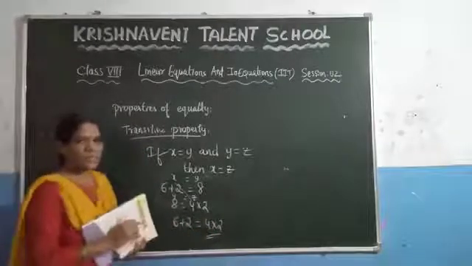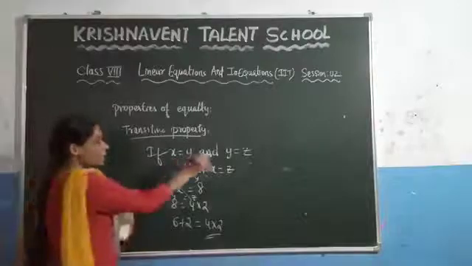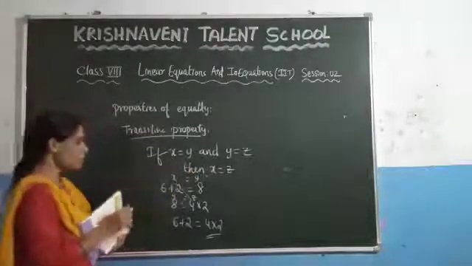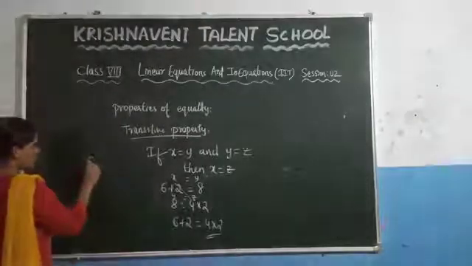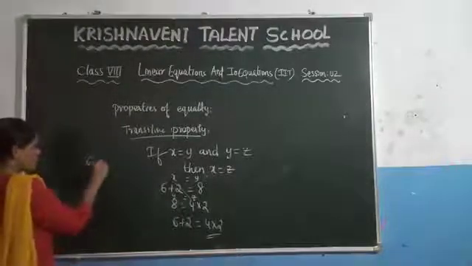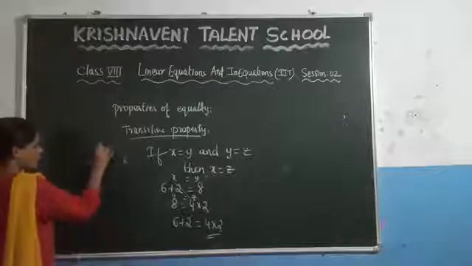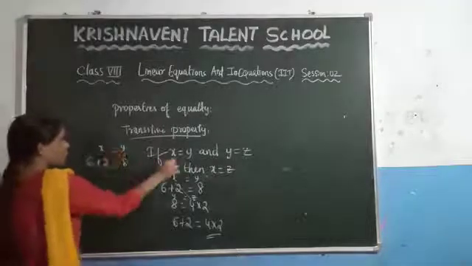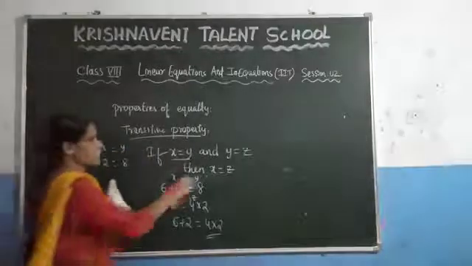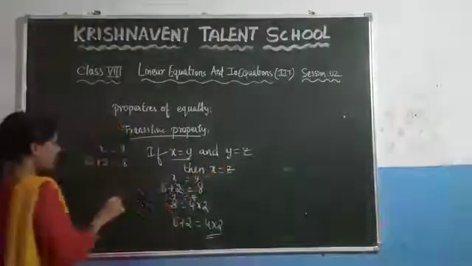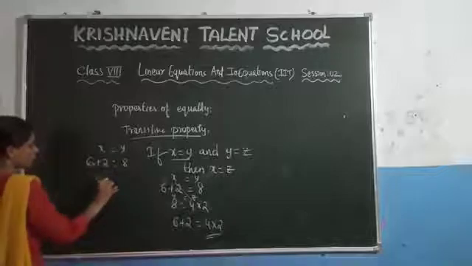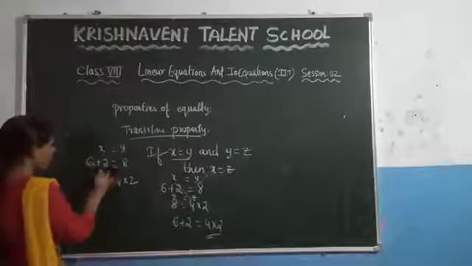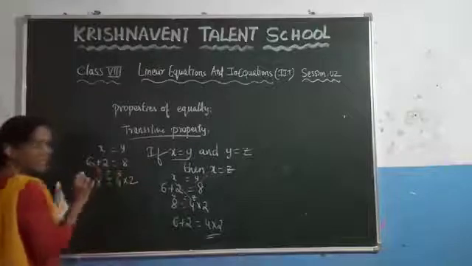Again, what it states: if x is equal to y and y is equal to z, then we can say that x is equal to z. With the same example, you know that 6 plus 2 is equal to 8, right? Let us consider this value as x and this value as y. We got x is equal to y. Now you need to consider the equation y is equal to z. What is the value of y? 8. You can write 8 as 4 into 2, right? Let us consider this value as z.